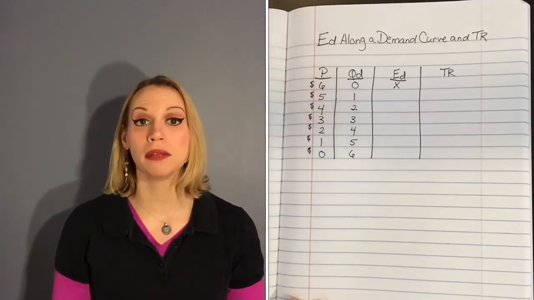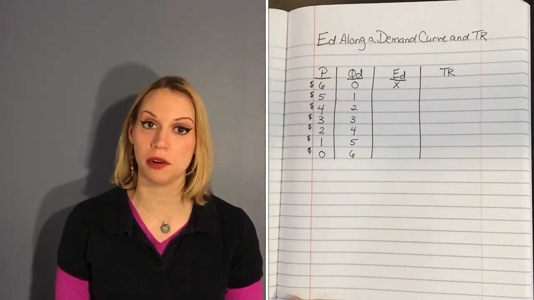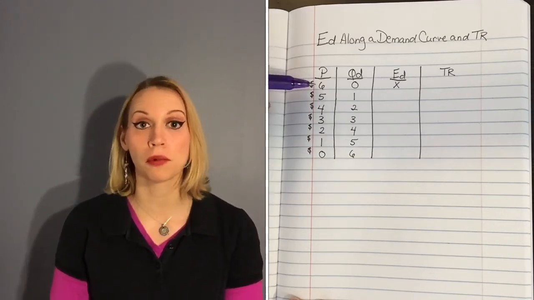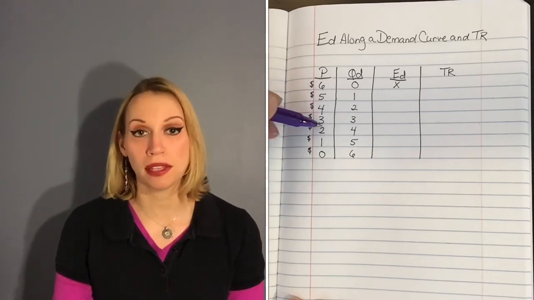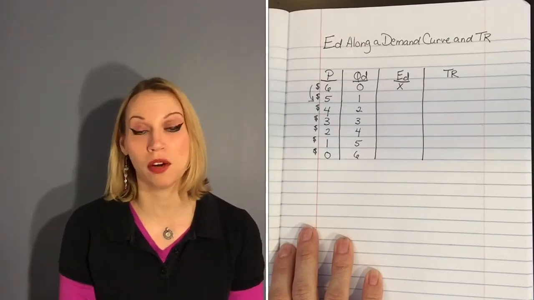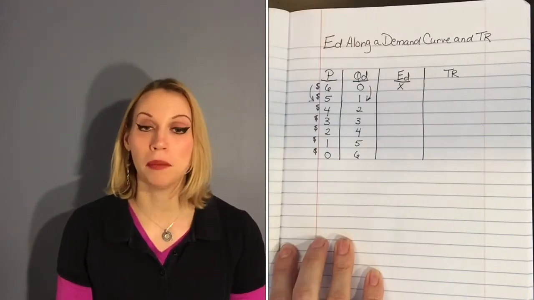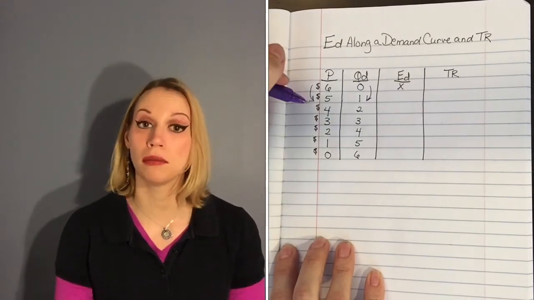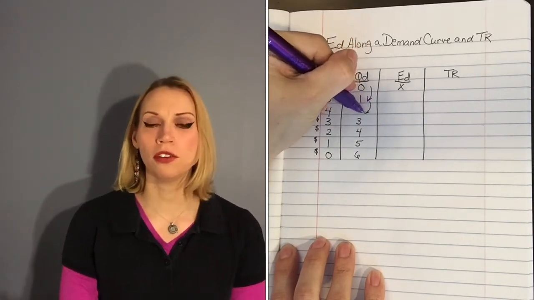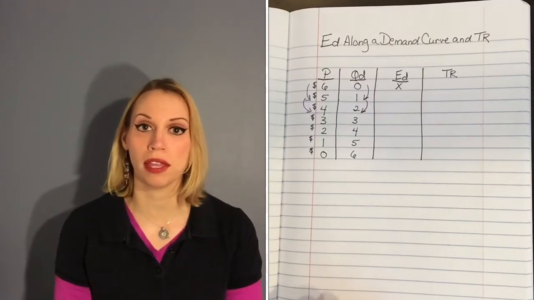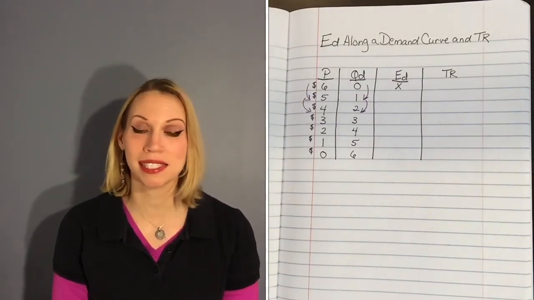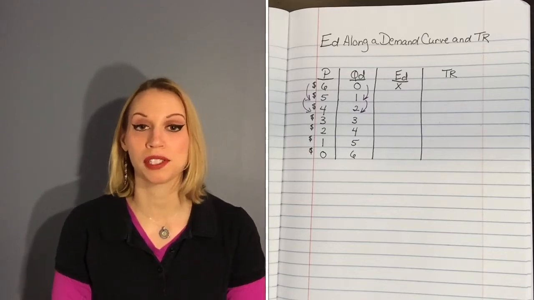If we wanted to work out the midpoint method to find the elasticity coefficient between each of these price ranges, then we would just do the midpoint method from row to row. So the first midpoint method problem would be price going from $6 to $5 and quantity demanded going from 0 to 1. The second midpoint method problem would be price going from $5 to $4 and quantity demanded going from 1 to 2. So if you feel like you want a little extra practice with the midpoint method, go ahead and hit pause on the video and try to find the elasticity coefficients in each of these price ranges.